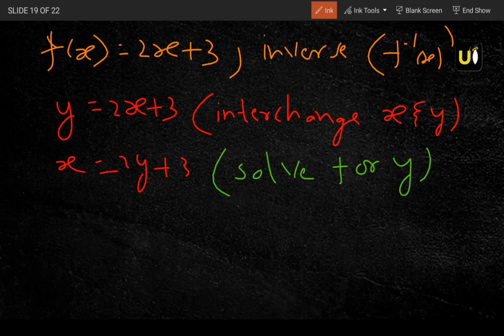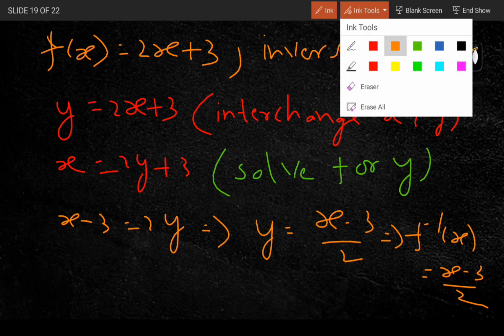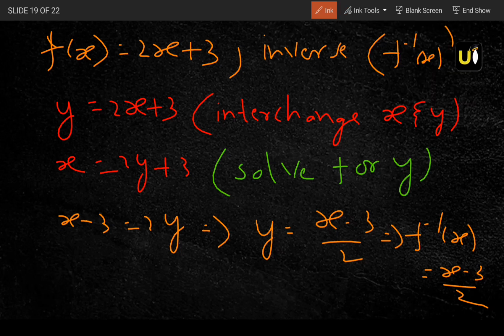That means x minus 3 is equal to 2y, which implies y is equal to (x minus 3) by 2. This will give you your inverse: f inverse of x is (x minus 3) by 2. So the first thing we have to do is interchange x and y, then solve for y. The inverse of this function is (x minus 3) by 2.